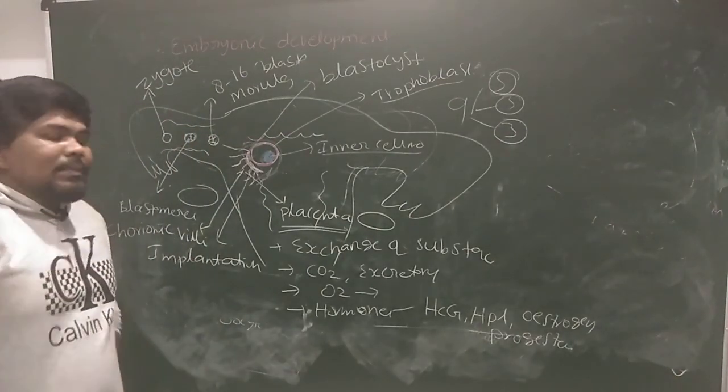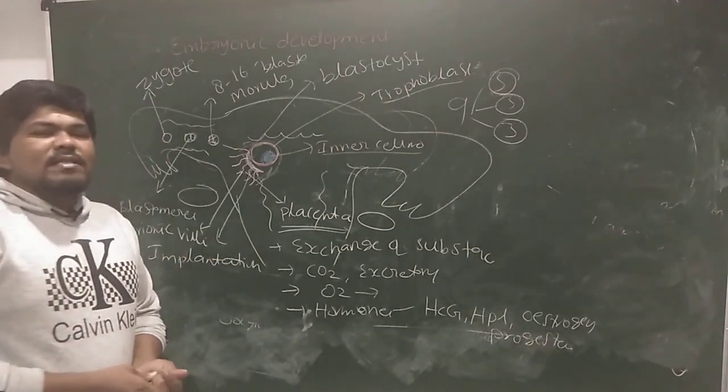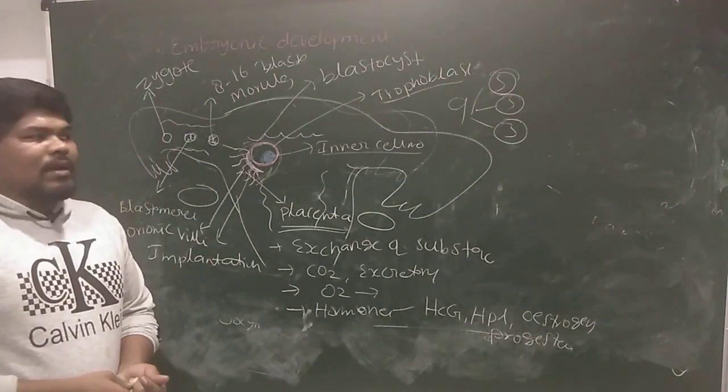After that, what happens during the first month? How is the embryo developed? In the first month you can see the formation of the heart. The heart is formed in the first month.